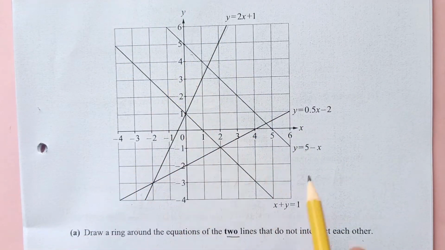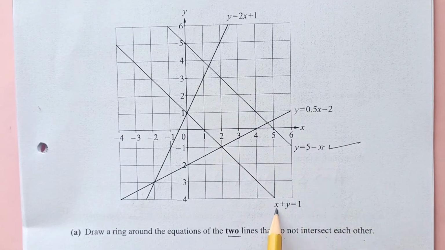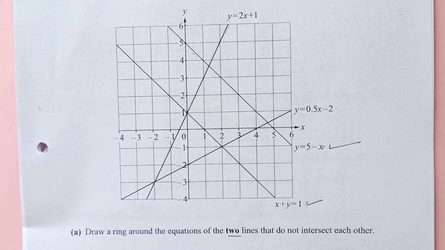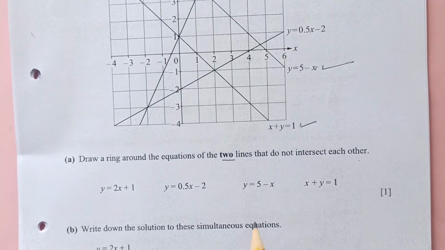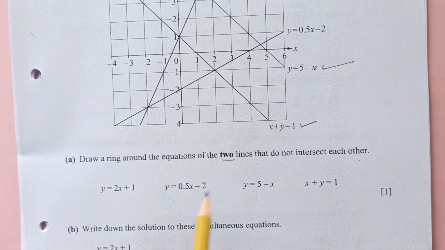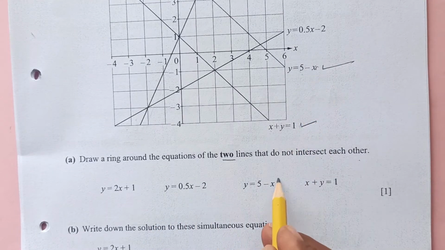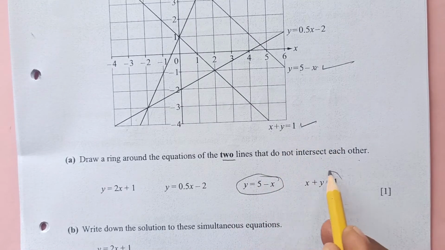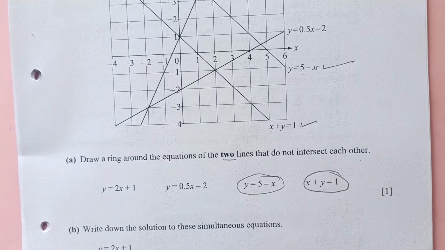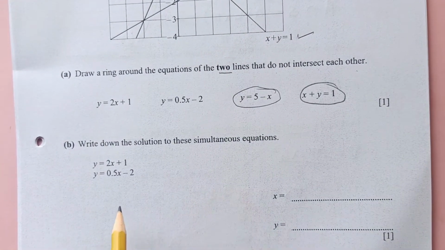So what are these lines here? We are given the equations: y equals 5 minus x, and another one is x plus y equals 1. We are already given the equation, so you are just going to put a ring around these equations. Y equals 5 minus x. Here it is x plus y equals 1. So 1 mark question.